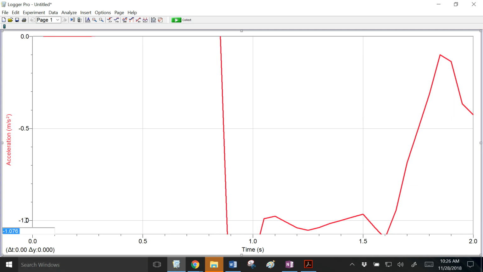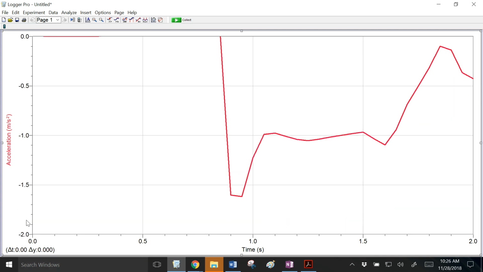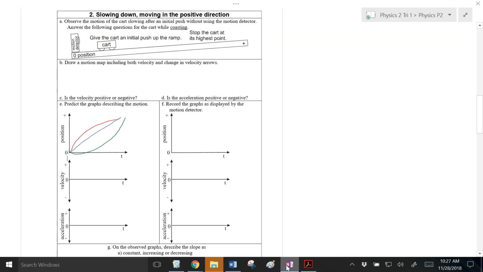0, -2, something like that, okay? So the push happens, but then after the push, you've got a pretty constant, and hey, what's the value over here? -1. Constant negative acceleration.